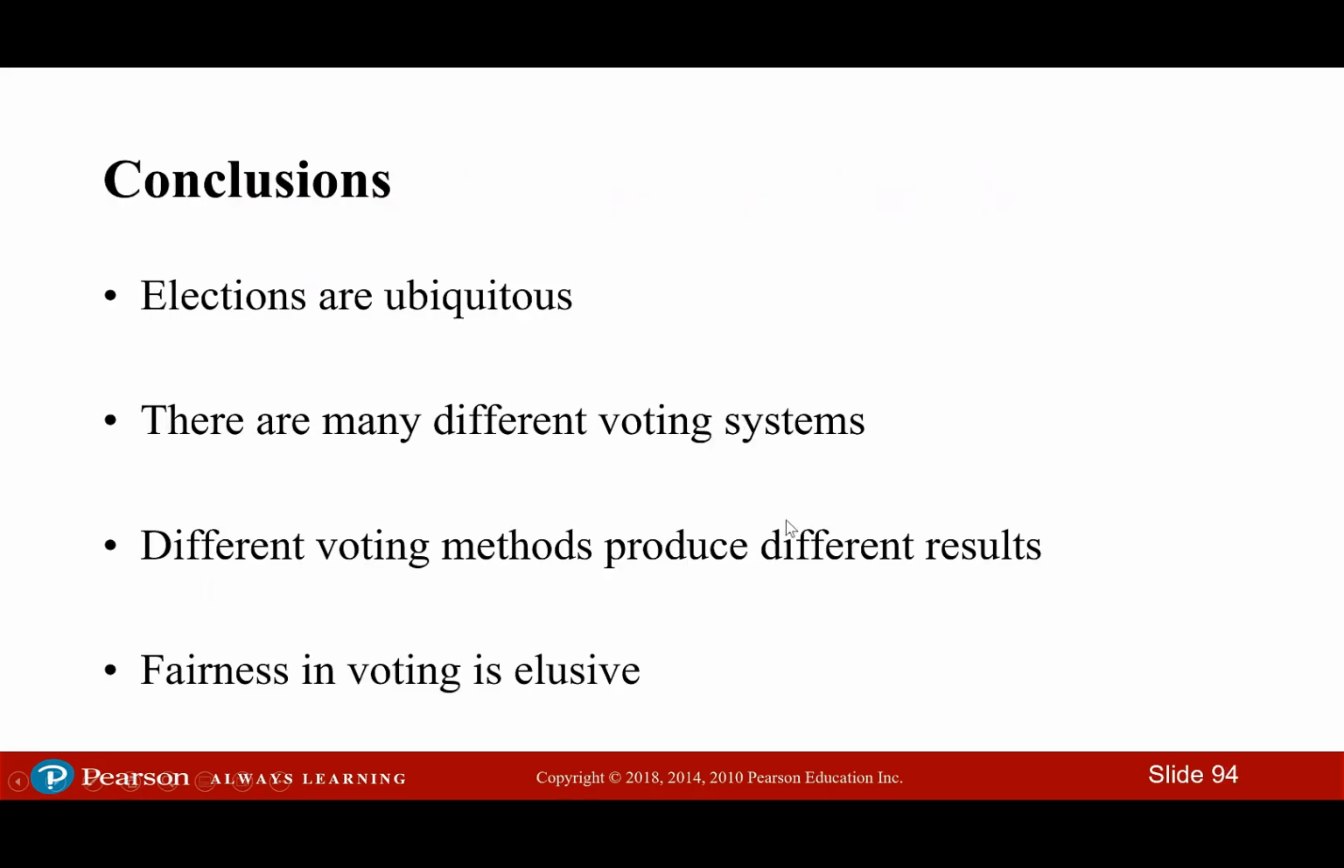Okay, so the conclusions of the chapter itself: elections are ubiquitous. Yes, they happen all the time, right? Even if it's voting for a middle school basketball team, they're ubiquitous. We vote all the time. There are many voting systems. We looked at 4 of them. And different voting systems could produce different results, as we saw. And the whole concept of fairness is elusive most of the time.